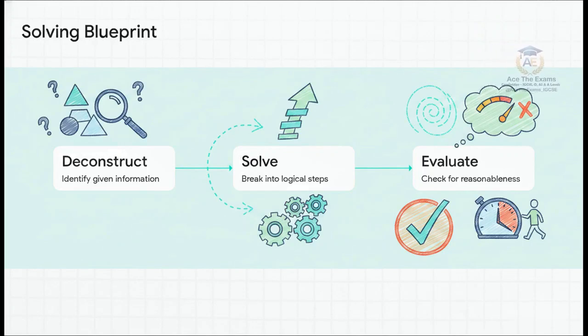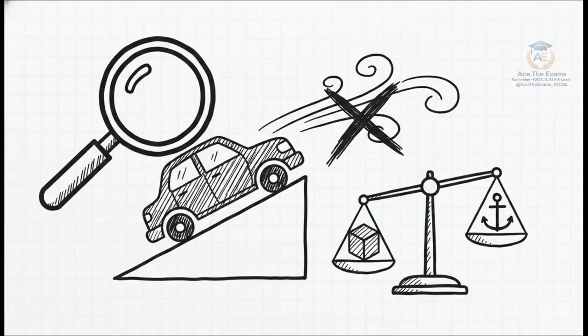Check for reasonableness. Achieving those absolute highest grade boundaries requires active evaluative thinking. This means identifying limitations in the mathematical models. It means recognizing assumptions you have made. Did you assume air resistance is negligible? Did you assume the string is light and inextensible? You must consider these perspectives and always justify your mathematical decisions with hard evidence from your working.